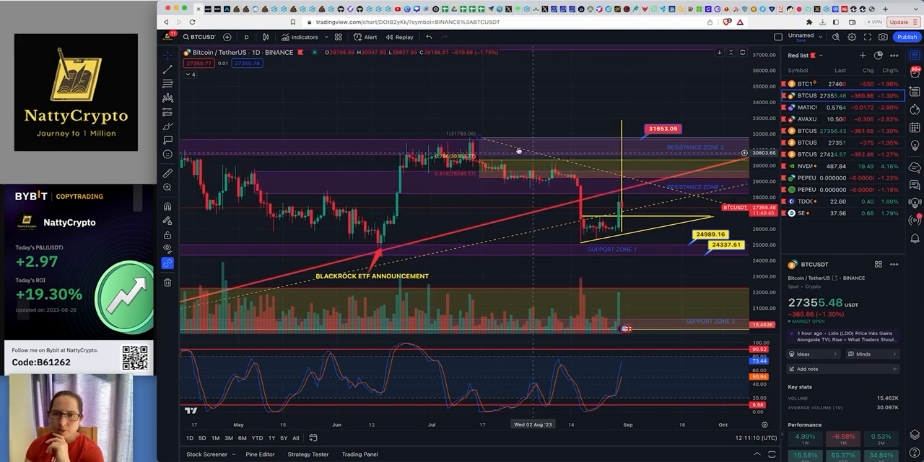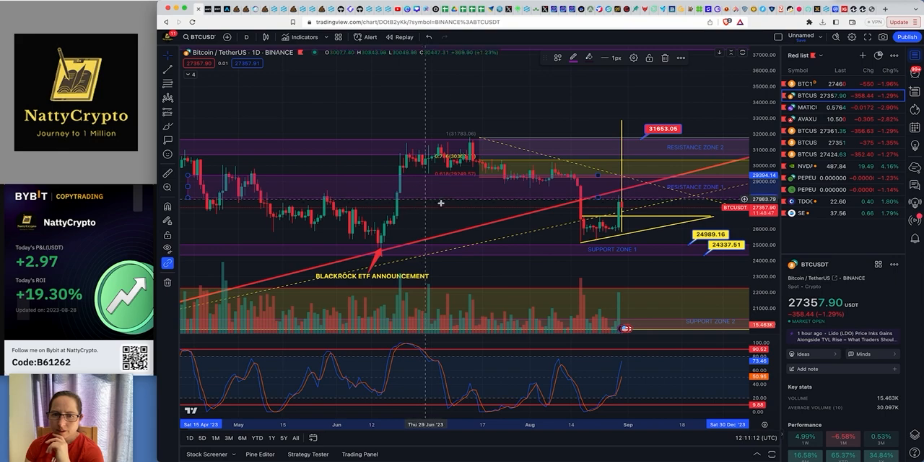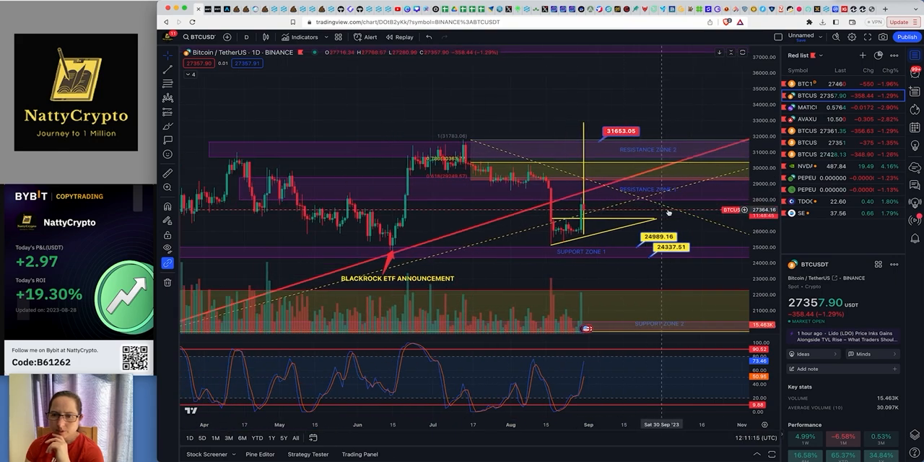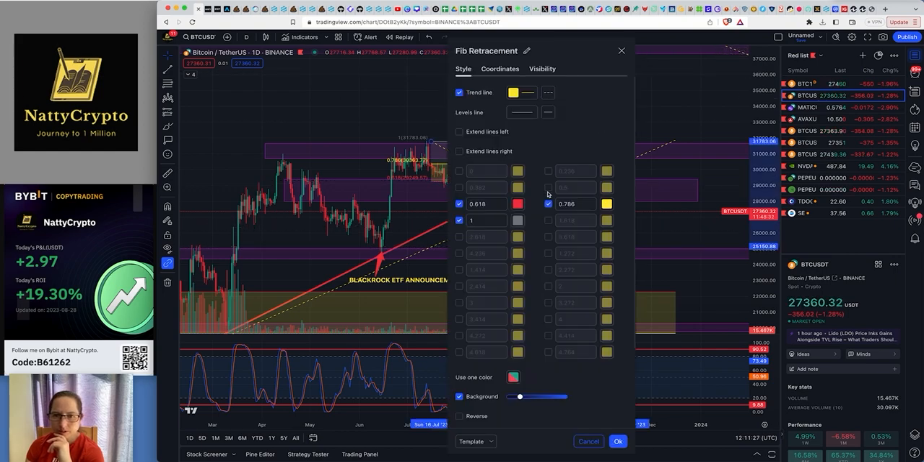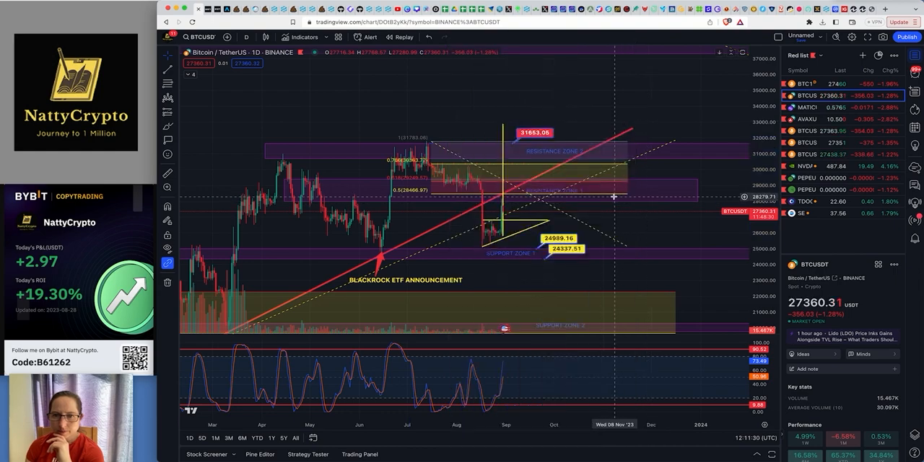There's your Fibonacci retracement from this point. Let's zoom out, move over to the lowest point here. So it still hasn't quite made it back to this area here. Now I should have the fives in there. I don't know why it's not got the fives. Stick the five in there. There's your five.